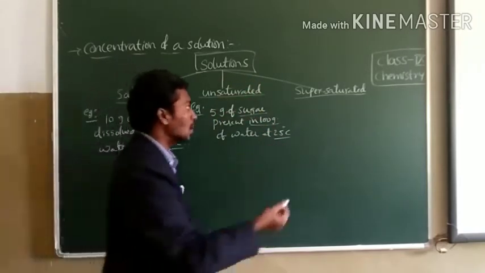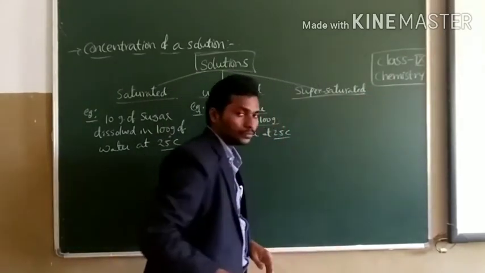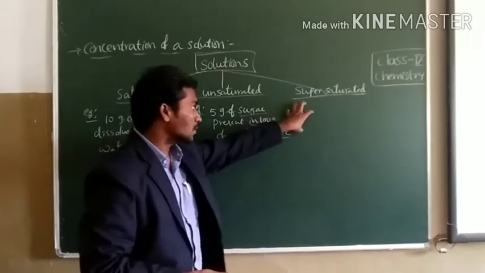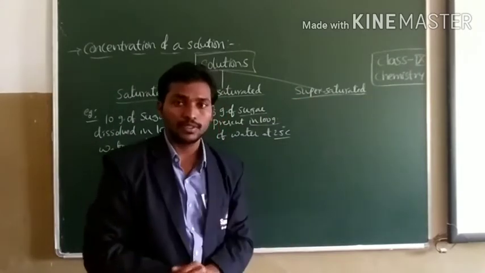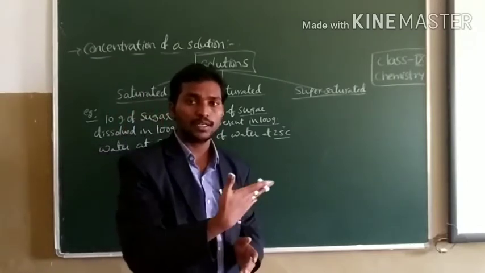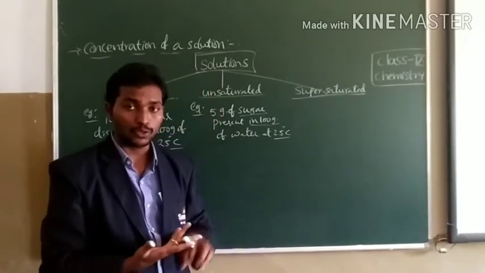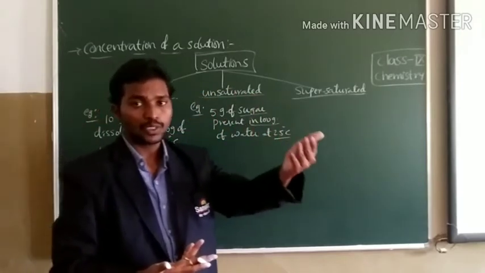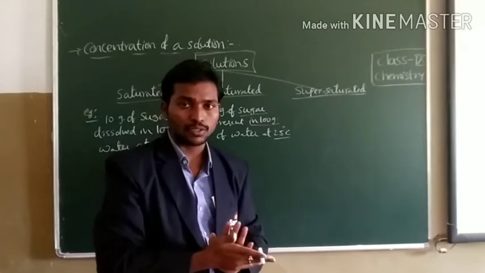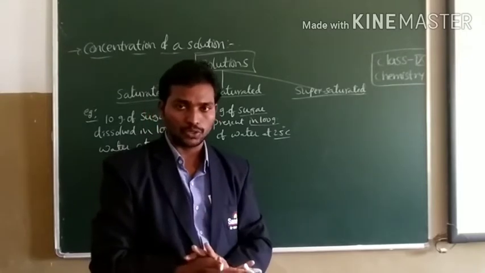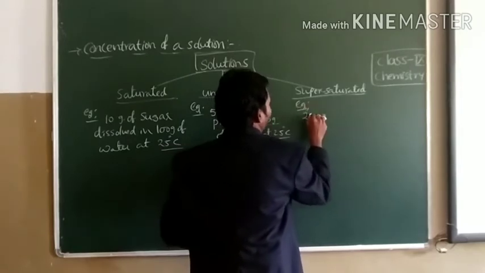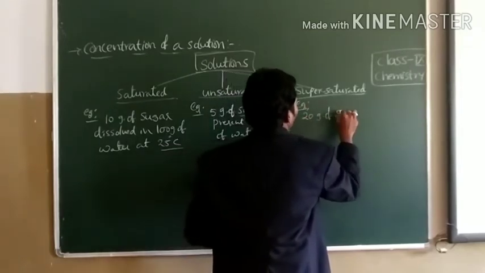Next, the third one, supersaturated solution. How can we define a supersaturated solution? A supersaturated solution is one that contains more amount of solute than the saturation level. Such solutions are called supersaturated solutions. For example, 20 grams of sugar.